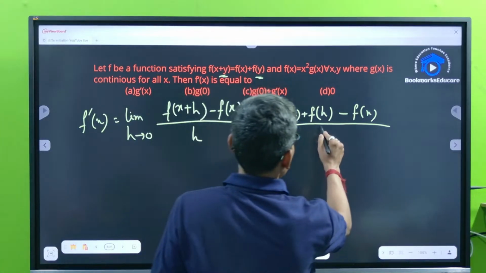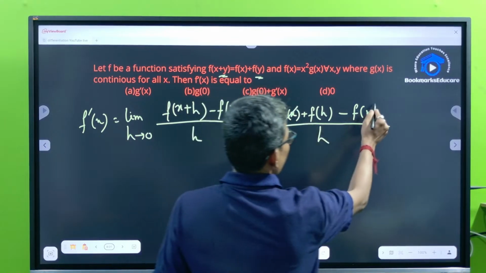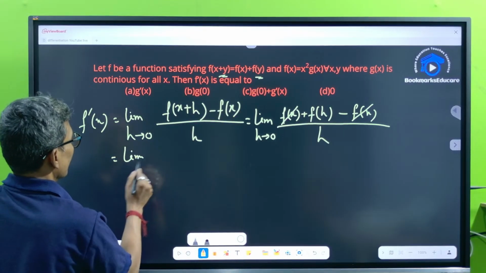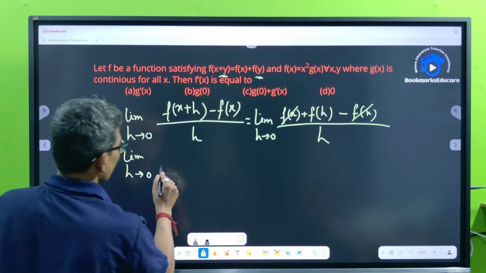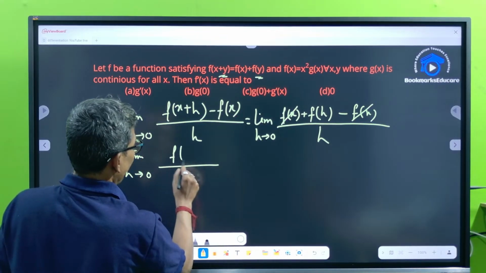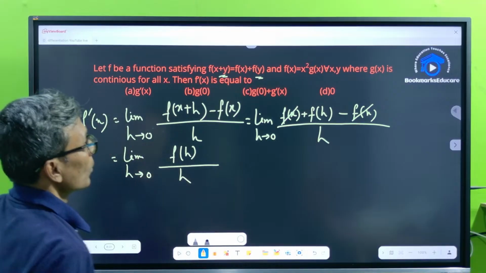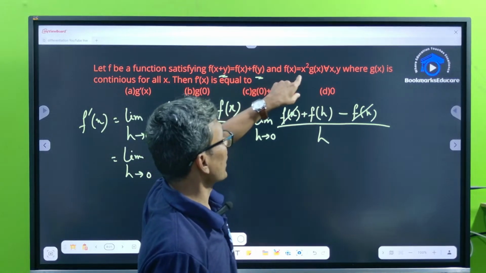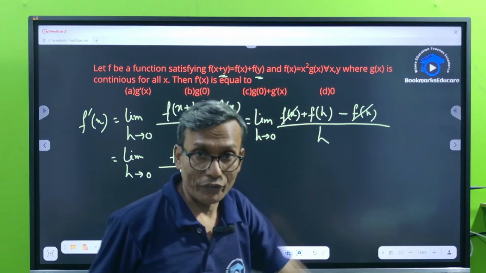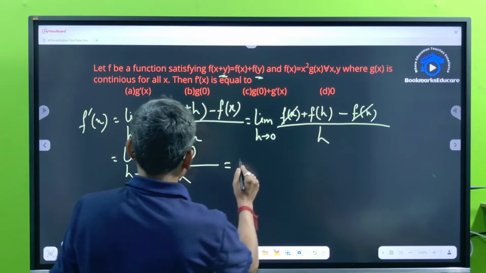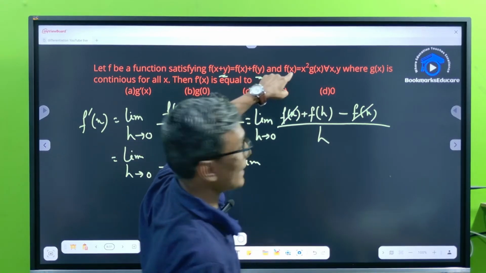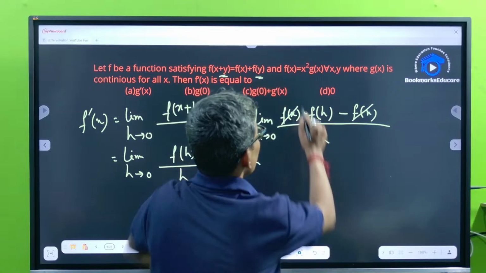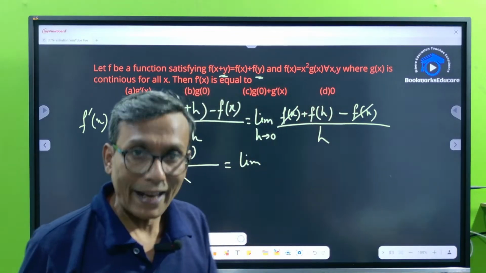Clear? So by h, f of x will be cancelled out. So limit h tends to 0 is equal to f of h by h. Now what is the value of f of x? f of x is equal to x square into g of x. So in the limit, if I put h in place of x, then f of h is equal to h square into g of h.